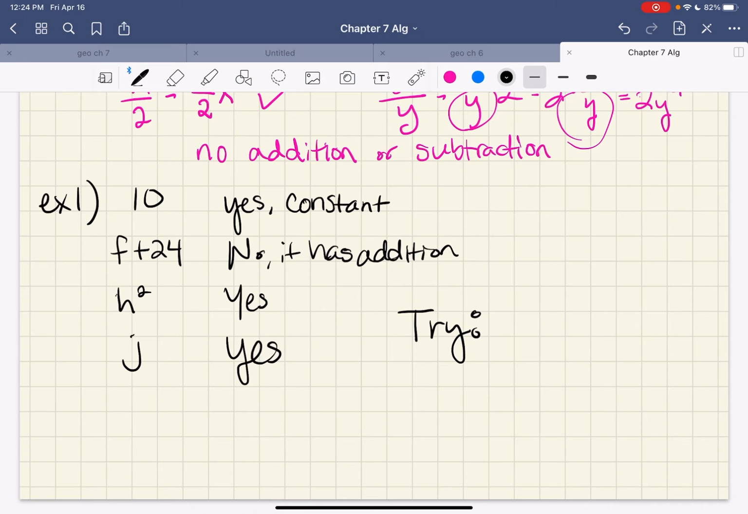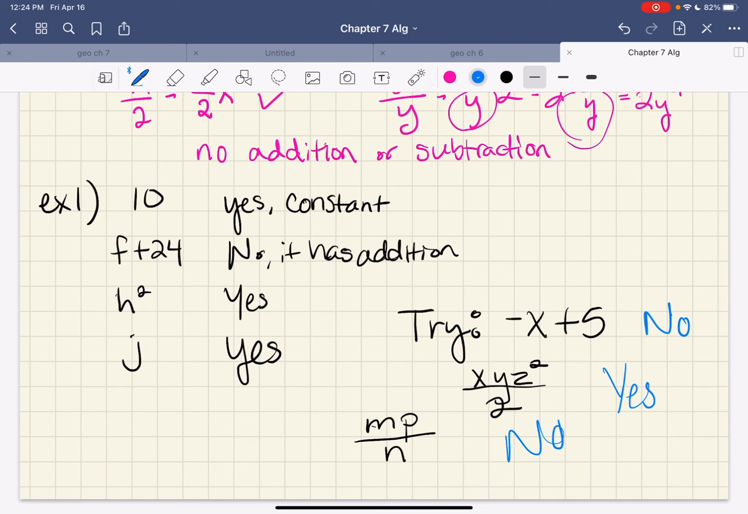Okay, now you try. They give you tough ones. Is negative x plus 5 a monomial? Is x, y, z squared over 2 a monomial? What about mp over n? Is that a monomial? So your answers would be no, yes, and no. And if you have any questions about that, you should ask them when I see you next, okay?